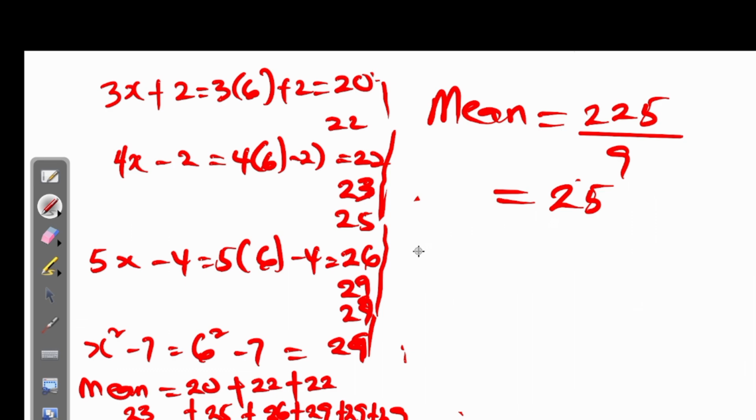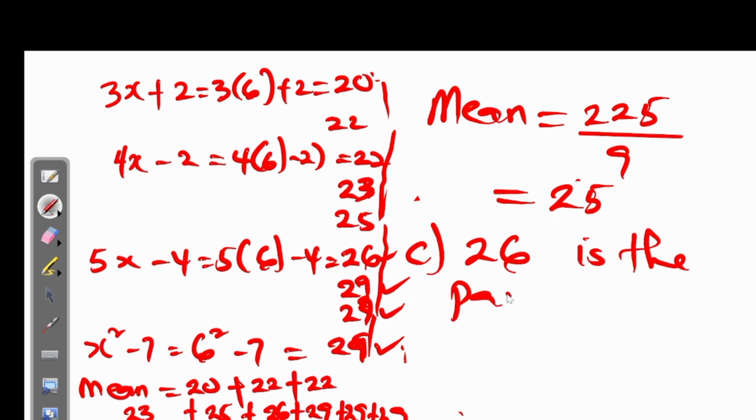Now, the key part of the question: if 4 of the applicants who obtained the highest scores were selected, determine the pass mark. 4 applicants now were selected: 1, 2, 3, 4. So 26 is the pass mark.